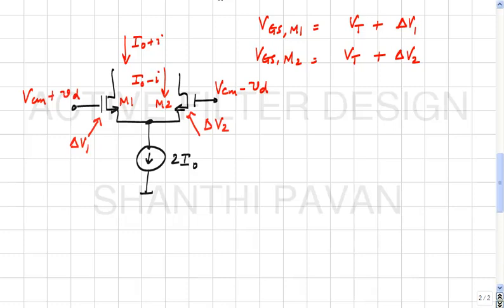What are we interested in finding? Before we go berserk, we should be able to figure out what we are trying to find, isn't it? The first question is, are they in saturation? Yes, because of common mode feedback and all that stuff, so that is not an issue. Okay, what next? What are we trying to find? What is the range of VD?